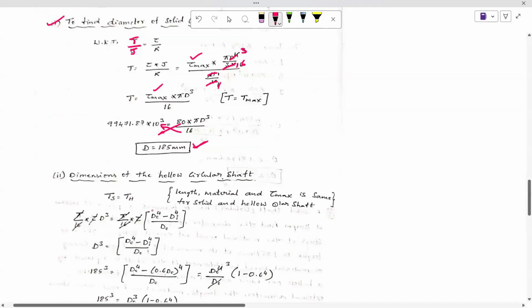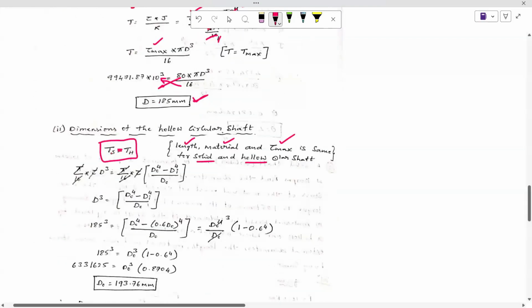After finding the diameter, the next thing is the dimensions of the hollow circular shaft. To find this, we are going to assume this condition: Ts is equal to Th. Ts is nothing but the torque on the solid shaft, and Th means the torque acting on the hollow circular shaft. Both we are going to consider as equal, because the length, material, and maximum shear stress are all the same for solid and hollow. That's why the torque acting on a solid shaft is equal to the torque acting on a hollow circular shaft.